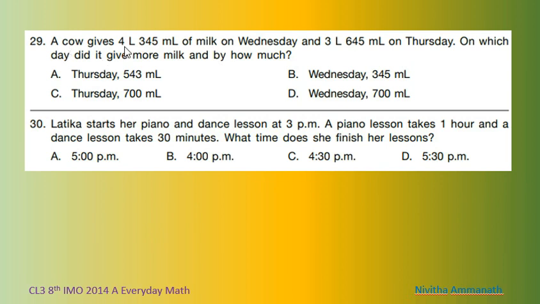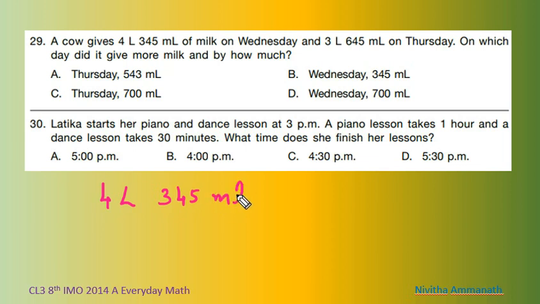29th question. A cow gives 4 liter 345 milliliter of milk on Wednesday and 3 liter 645 milliliter on Thursday. On which day did it give more milk and by how much? 4 liter, 3 liter. So we know that on Wednesday it gives more milk. So Wednesday, but how much?